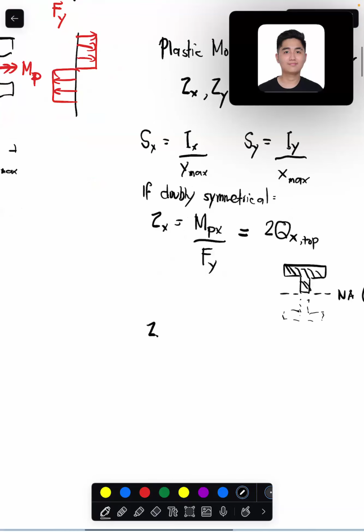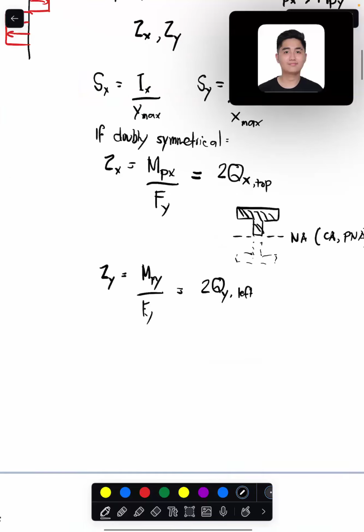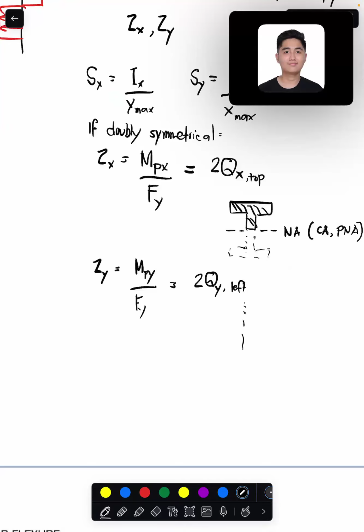Same goes with ZY, which is MPY over FY. So, ganun lang din. Since doubly symmetrical, siguro kahit lagay lang natin na left, this can also apply. Na ito lang yung kukunan natin ng, so yung highlighted in black, yun yung kukunan natin ng first moment of area, i-multiply mo by 2, meron ka ng z sub y.